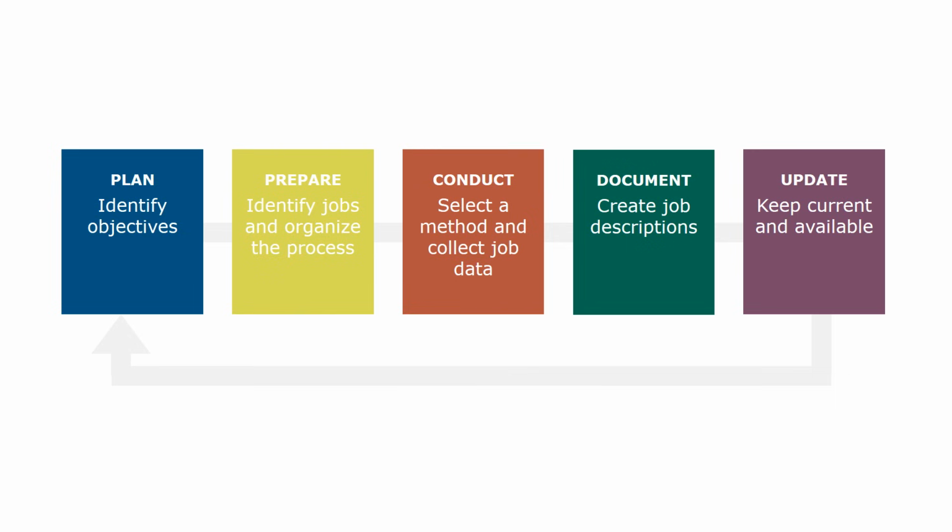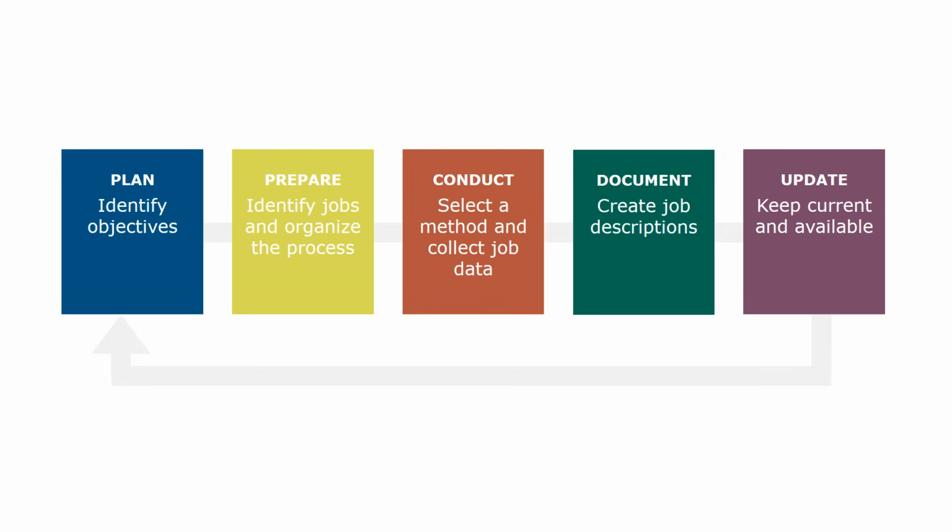Careful job analysis is well planned to ensure a successful outcome, a useful job description. I recommend this simple 5-step cyclical process for job analysis. First, we plan. We identify the objectives of our analysis. Then we prepare, identify and organize the process. Then we conduct. We select a method to collect job analysis data. And then we document. We create the job descriptions. And finally, we update those job documents, where we keep information current and available.